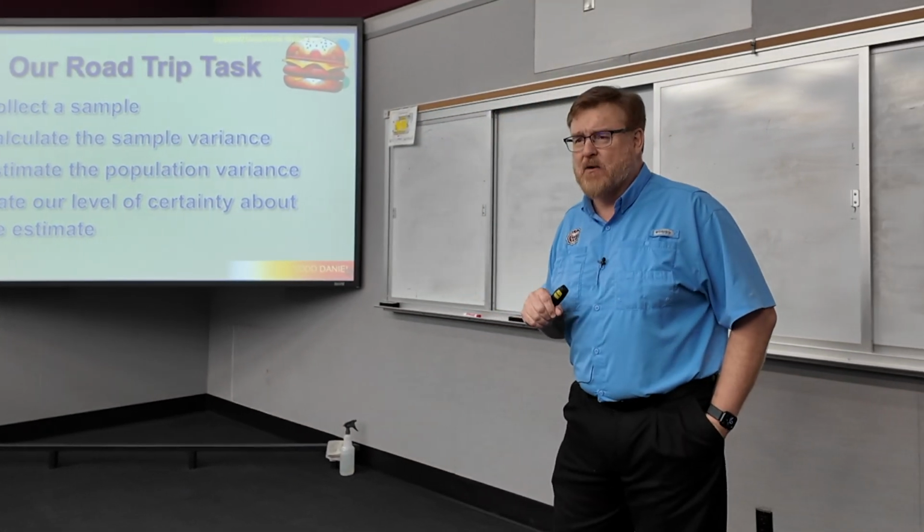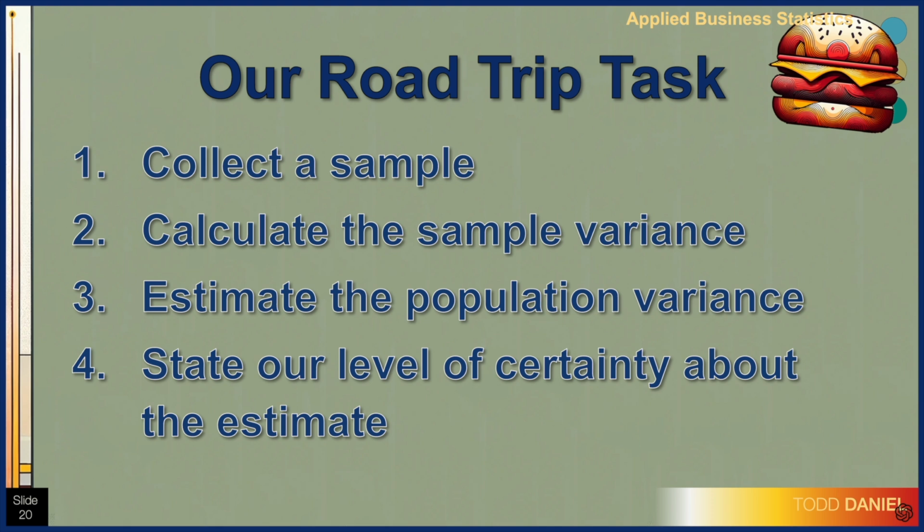So here are the steps we're going to go through. Number one, collect a sample. So we've already done that. The data for this are going to be in a spreadsheet that we'll be using here in a moment. Then we'll take what we learned from our sample, specifically the variance of that sample. We will calculate our sample variance, use that to estimate the population variance, and then say how certain or uncertain we are about that step 3 population variance estimate.